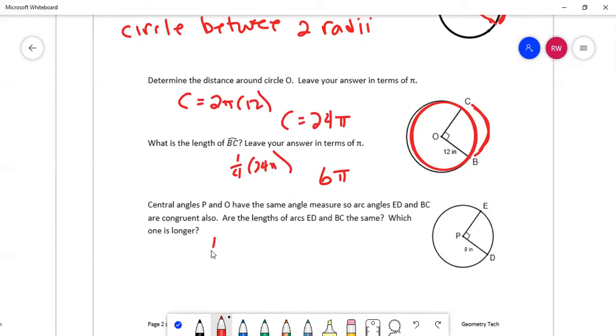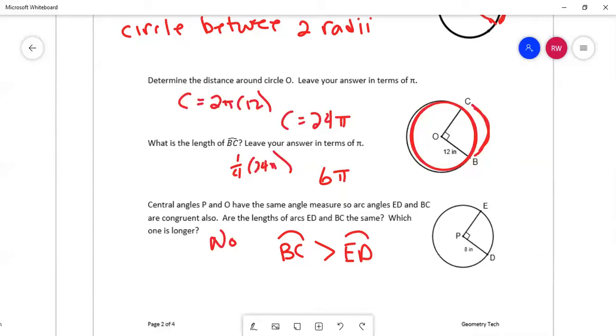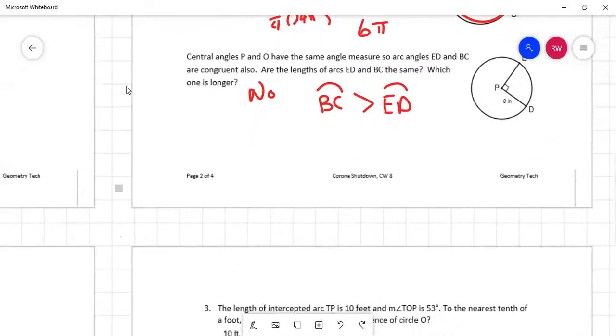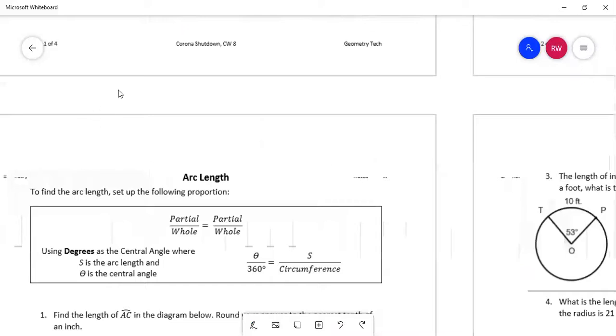I'm going to say no, they're not. They're not the same because this is a quarter of a bigger circle, and this is a quarter of a smaller circle. A quarter of a bigger circle, obviously, is bigger than a quarter of a smaller circle. Which one is longer? I want to say arc BC is greater than arc ED because it's a bigger circle. Okay, let's solve some problems.